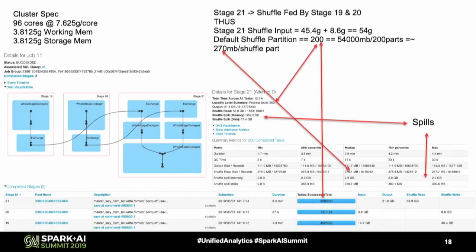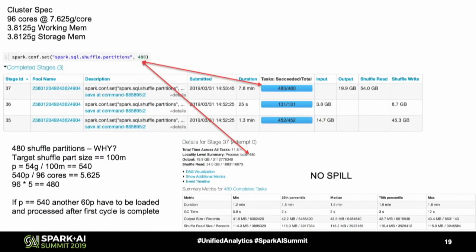So we had 270 megabytes, which isn't too bad, but we used the default of the wrong 200 shuffle partitions. What if we went to the right number? In this case, I'm going to say 480 is the right number. Well, how did I get to 480? Because I broke my own rules in a lot of ways. The reason I went to 480 is because I said, okay, I want my target shuffle size to be 100 megabytes, not 200.